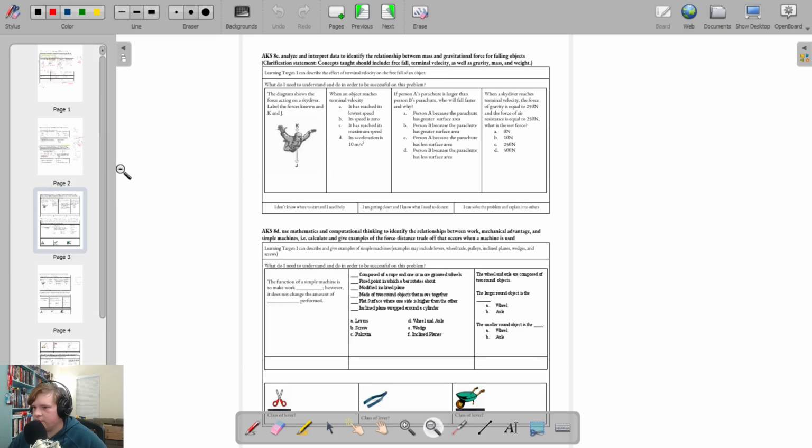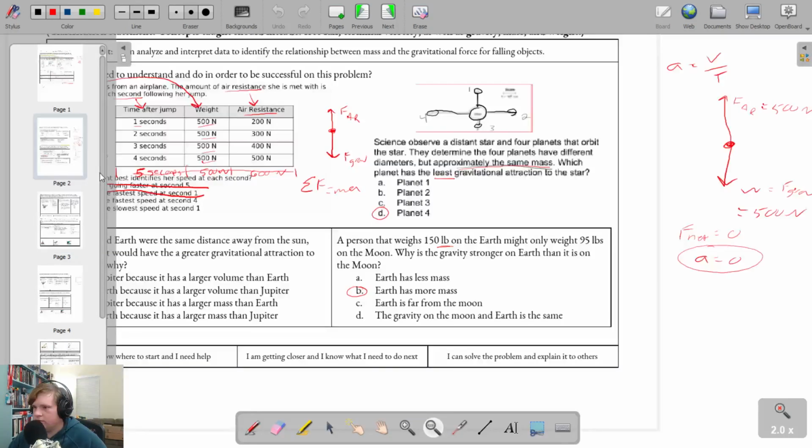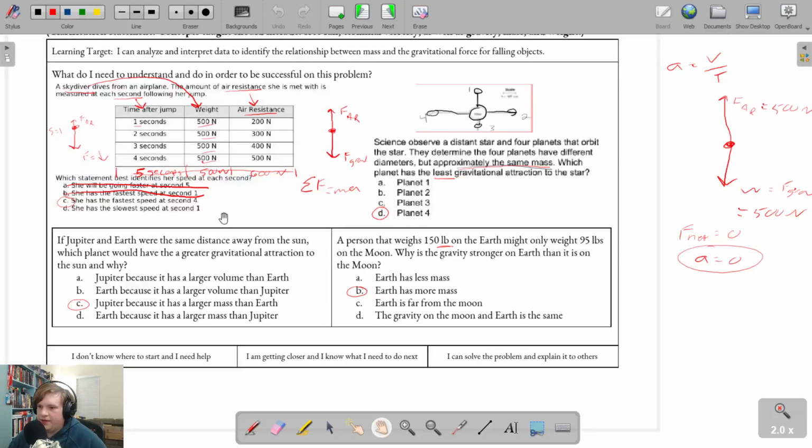Let's see, where was it? Up here. Yeah, the best answer is C. The fastest speed at second force. She's at terminal velocity. You cannot get faster than terminal velocity. That is the last velocity you can attain. Unless you add in another force, you will never get faster than terminal velocity. At 4 seconds, she's at terminal velocity. That has to be the right answer. This is the best answer there. So yeah, C.